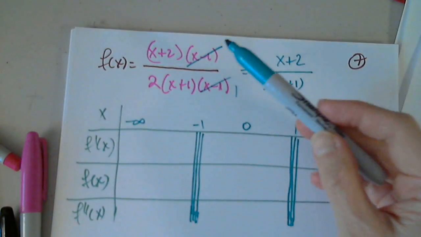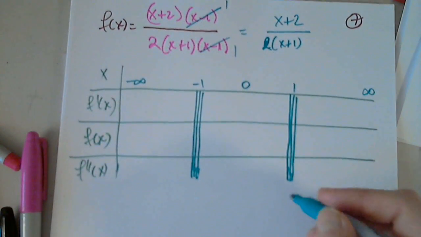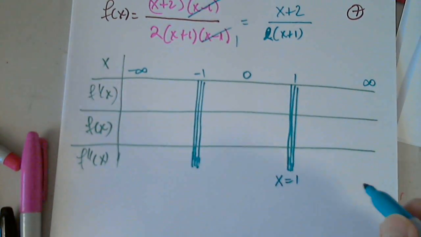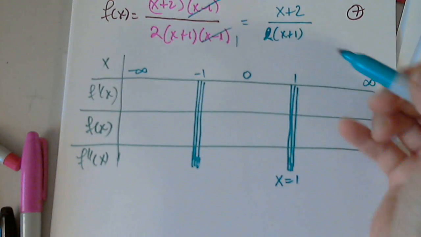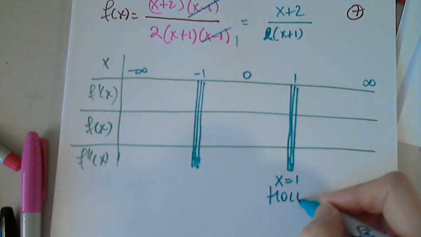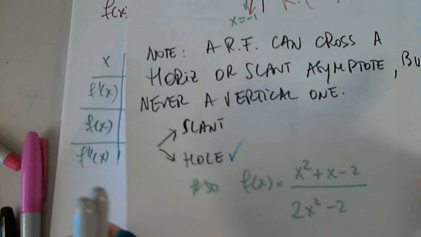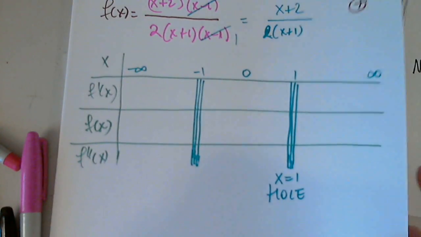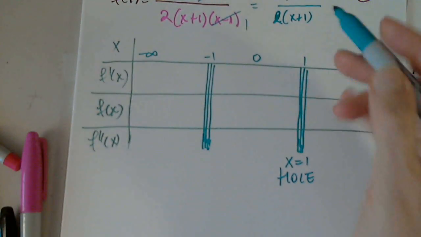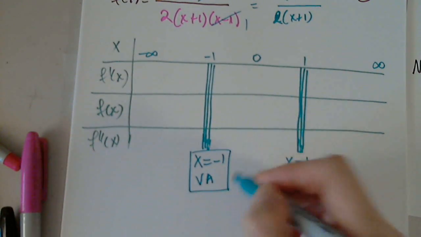See what happens? The factor of x minus 1 disappeared. So x equals 1 is not a vertical asymptote. It didn't stay in the final form. It's a hole. That's why, thank you for choosing it. So I can cross this out from my list anyway. But the factor of x plus 1 stays, so x equals negative 1 indeed is a vertical asymptote.